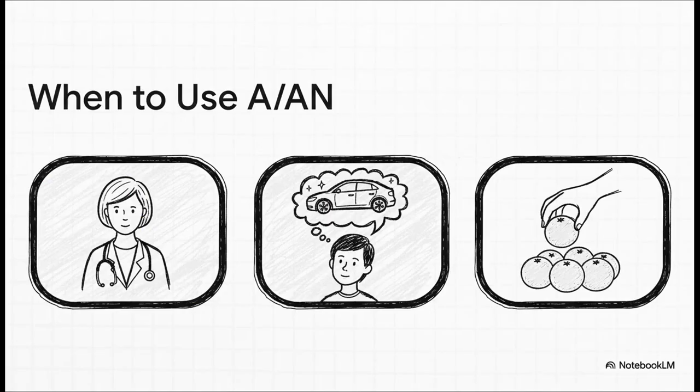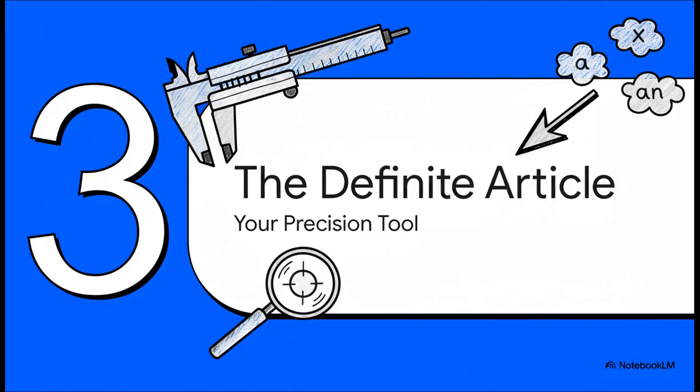Well, it boils down to three main situations. First, when you're talking about someone's job. She is a doctor. Second, when you mention something for the very first time. I saw a movie last night. You're introducing it. And third, when you mean one of many. Can I have an orange, meaning any orange from the bowl will do. Okay, tool number one is down. Let's move on to our next one.